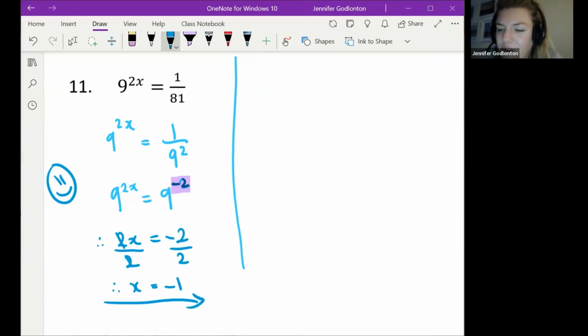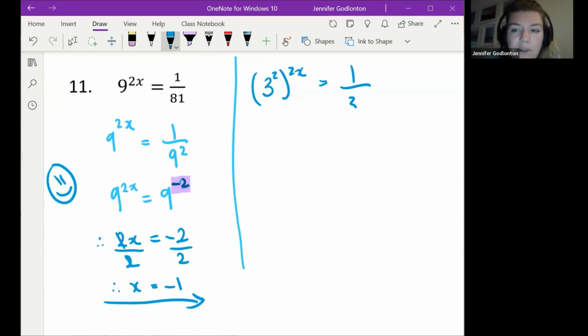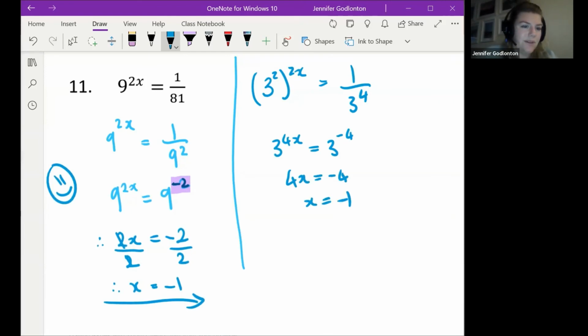Okay, I'm going to quickly show you a different way you could do it. You could also write it as having a power of 3. So you could say that as 3 to the power of 2, to the power of 2x, is equal to 1 over 3 to the power of 4. So 3 to the power of 4x is equal to 3 to the power of negative 4. And you will see you get to the exact same answer.